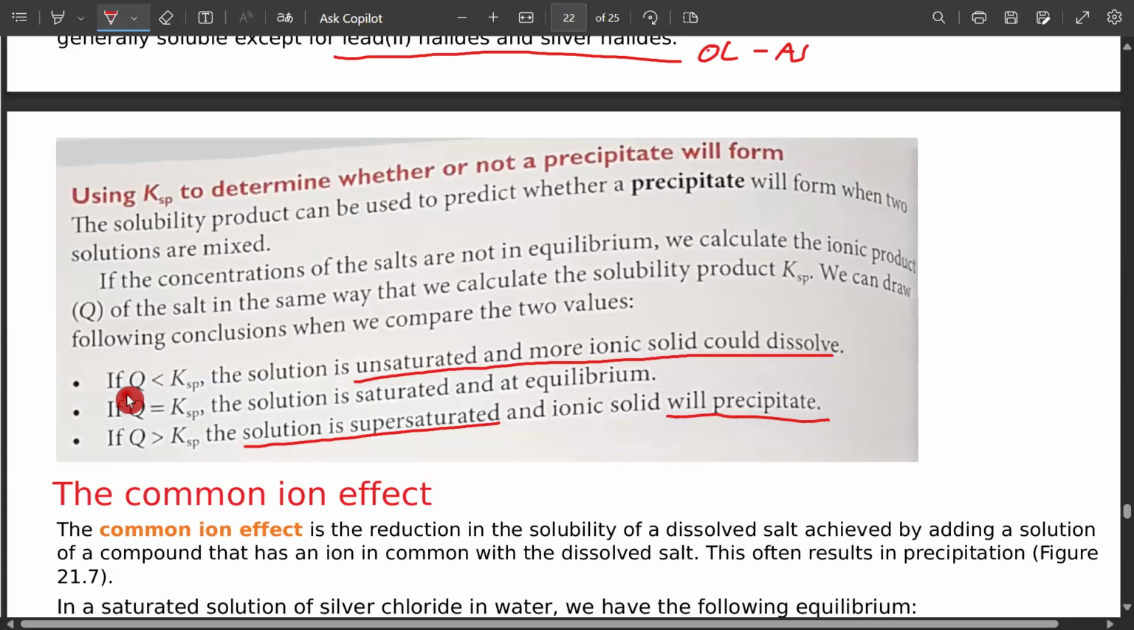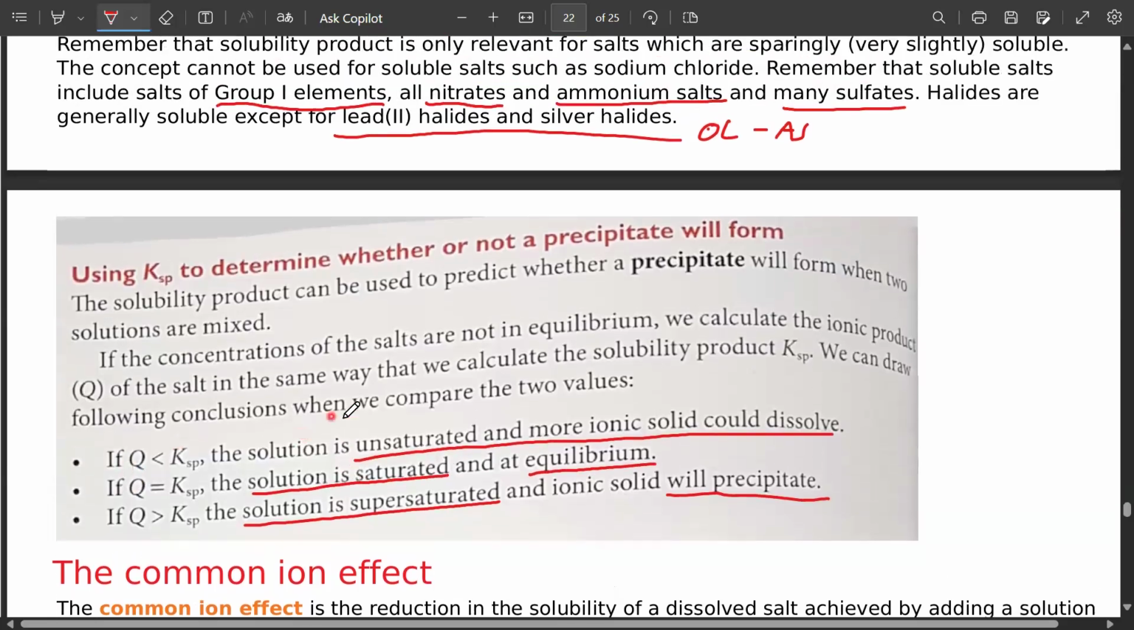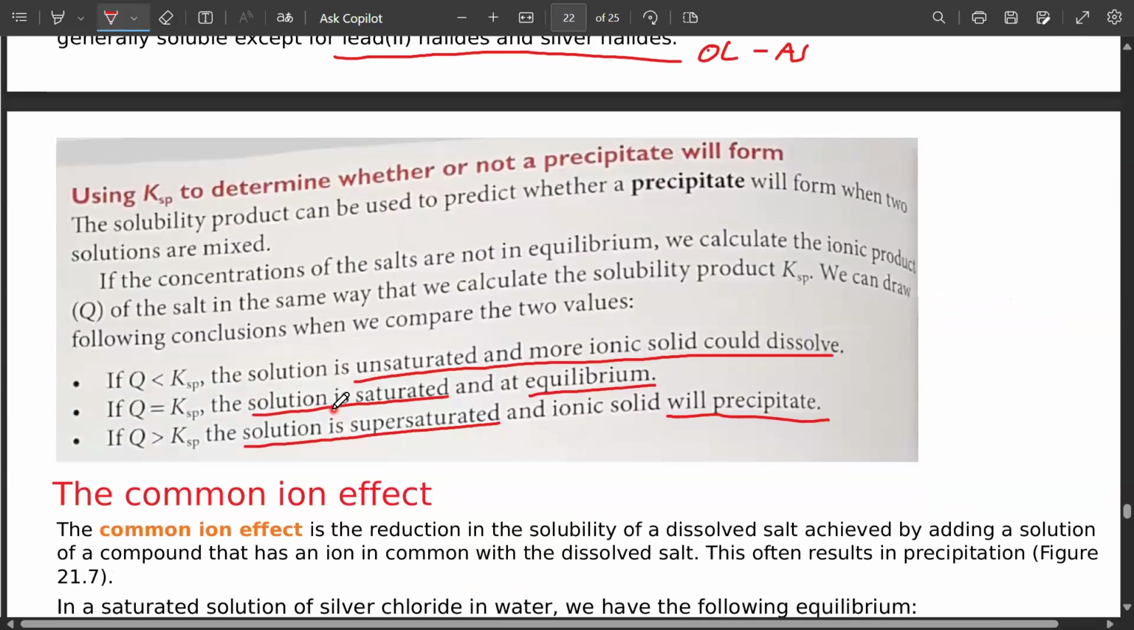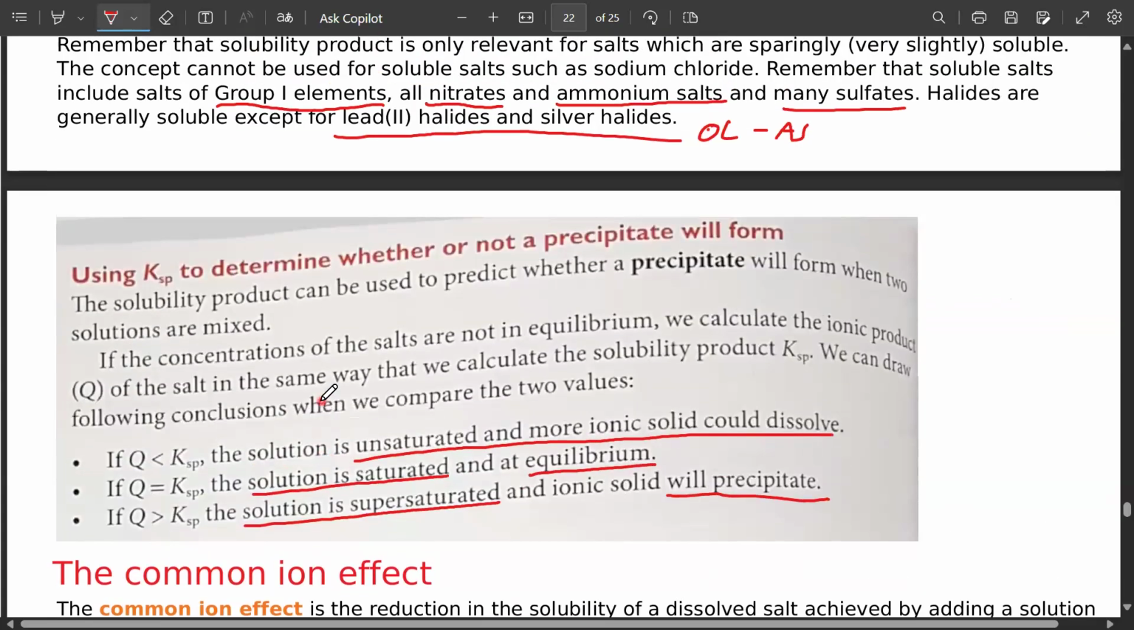And if they are equal, then definitely it is at equilibrium state and the solution is saturated. So you have to learn the types of solution as well: supersaturated, saturated, and unsaturated. So up to this point, we have just learned whether the compound would precipitate on the basis of its value when compared with the KSP value. Is that clear? Yeah.